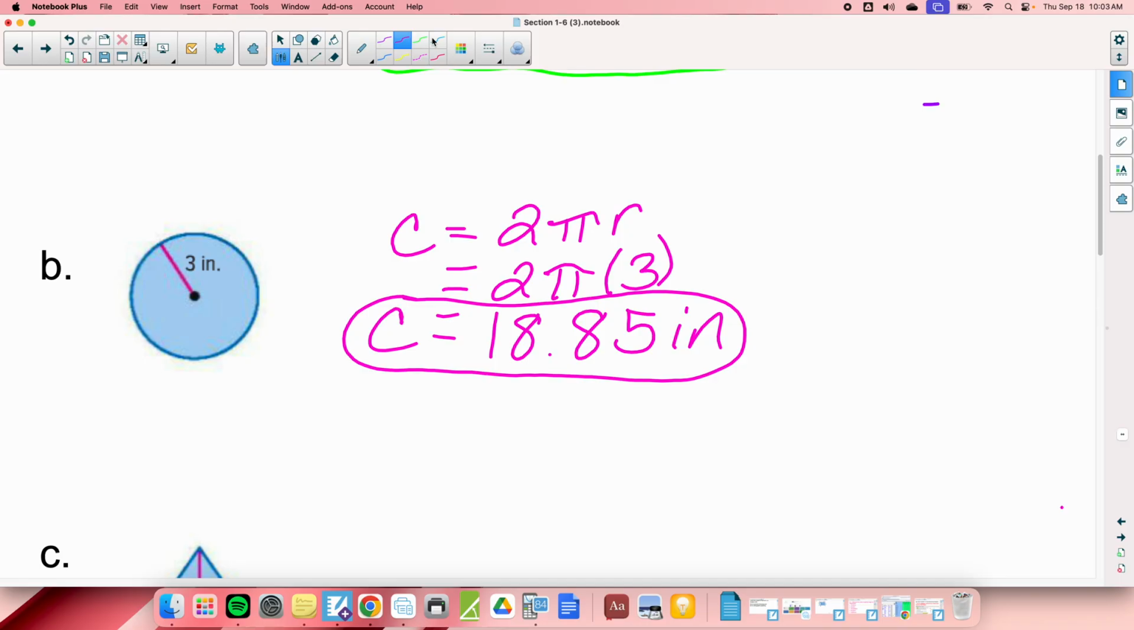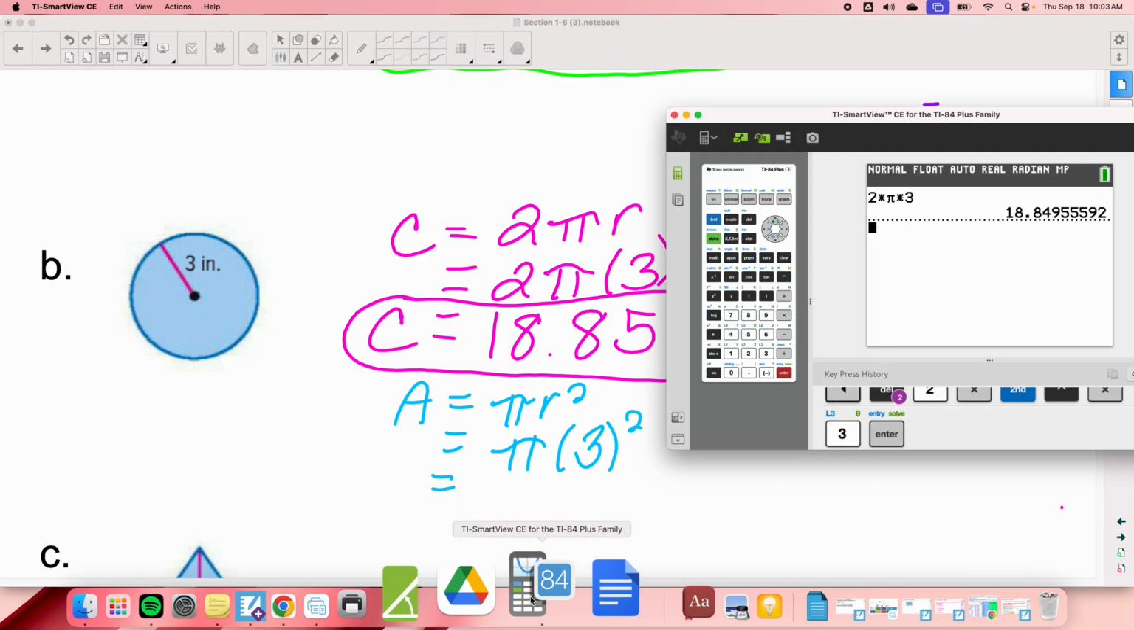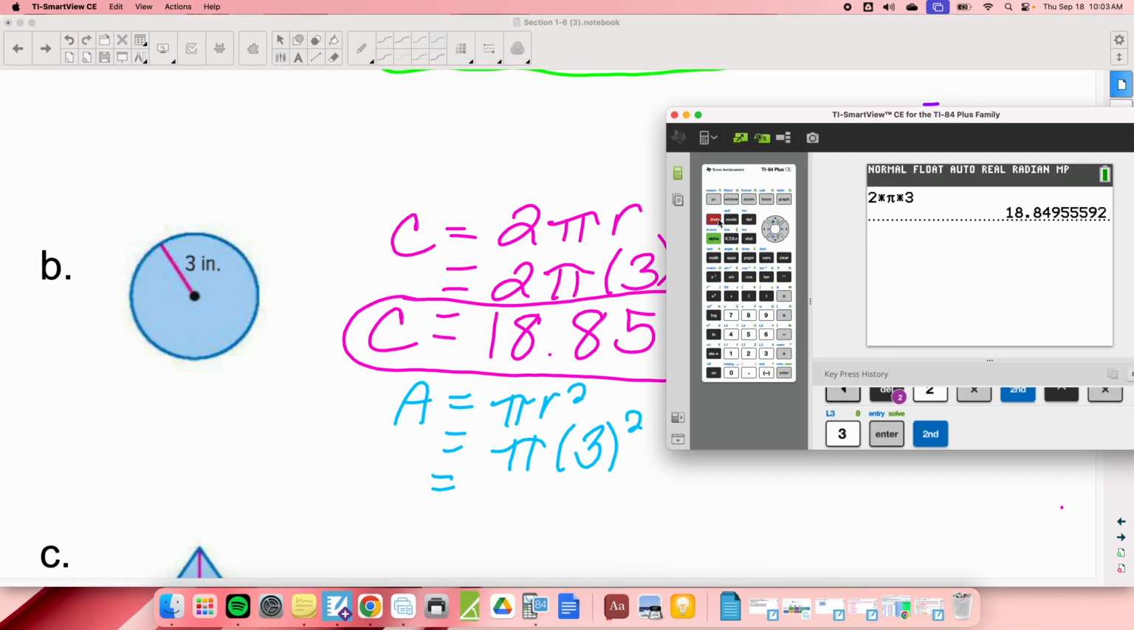Now we're going to do the area of a circle. Do you guys know the formula for area of a circle? It's pi r squared. And our radius is 3, so we'd go to our calculator and we'd go pi times 3 squared. So I would do my pi key times 3, and then I'd hit my x squared button. Did you guys get 28.27?